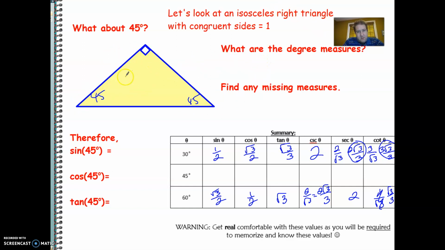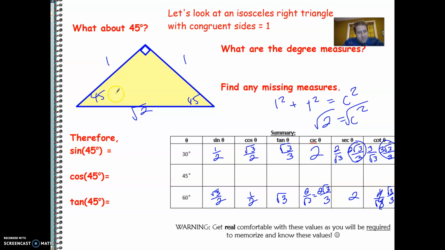So we need to find out, well, if this is the radius of the circle, then we need to figure out what this side would have to be. So that's 1 squared plus 1 squared equals c squared. So 1 plus 1 is 2. Square root of both sides means this side is square root of 2.